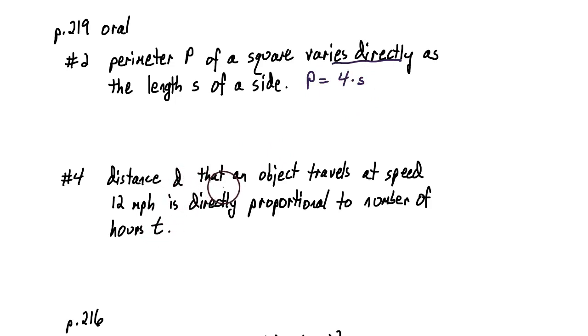Number 4, the distance that an object travels at speed 12 miles per hour is directly proportional to the number of hours t. So we're going to make an equation that connects d to t. And right here, we're going to have a number filled in, which is our value of m. That's the 12. So we put in 12 right there. Here's our equation relating distance and time.